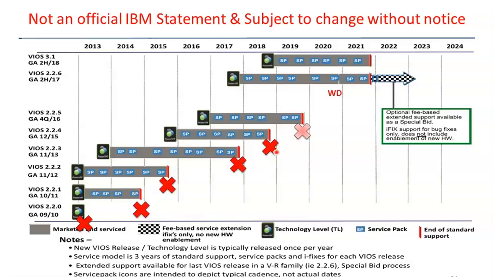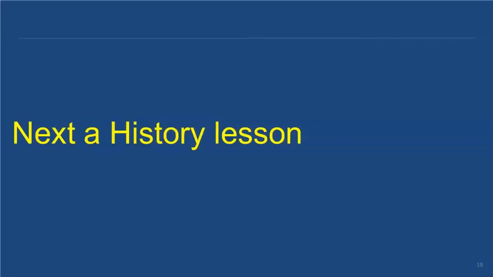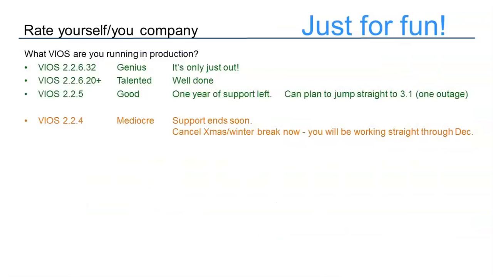So let me make some fairly blunt comments on maintenance strategies. Let's go forward. Okay, so if you're on 226.31, you're a genius. It's only just out and you've upgraded. I'm very impressed. If you're on 226.20 something, then you're pretty talented. You're on the ball. Good. Keep up the good work. 225, well, you've got 1 year left of support. Of course, we've got bugs in there and more features in 226 that you're missing out on, but that's perfectly okay. You wait for the next slide.